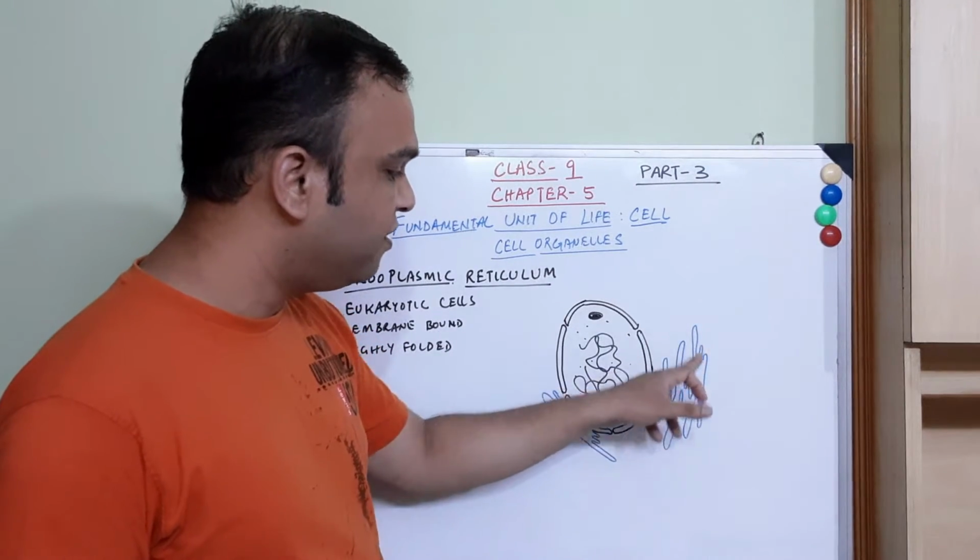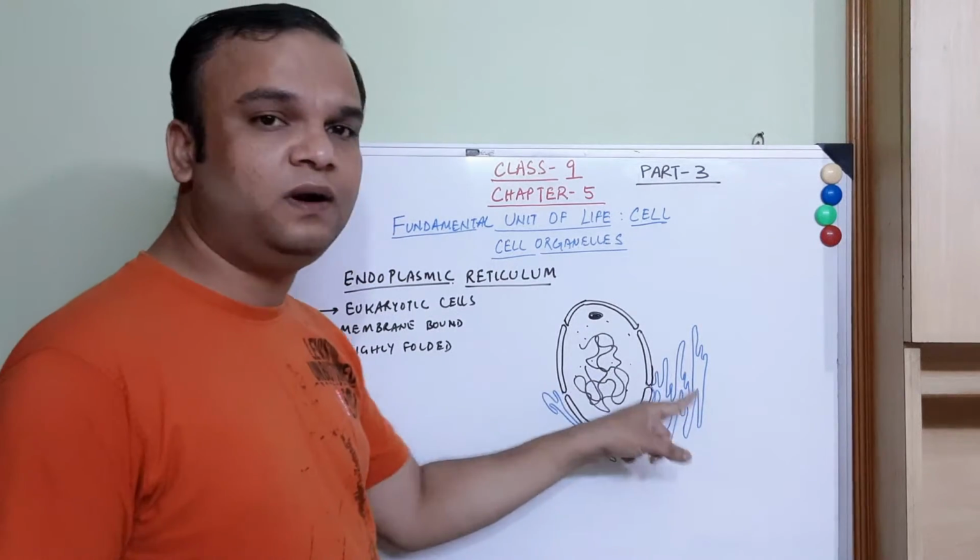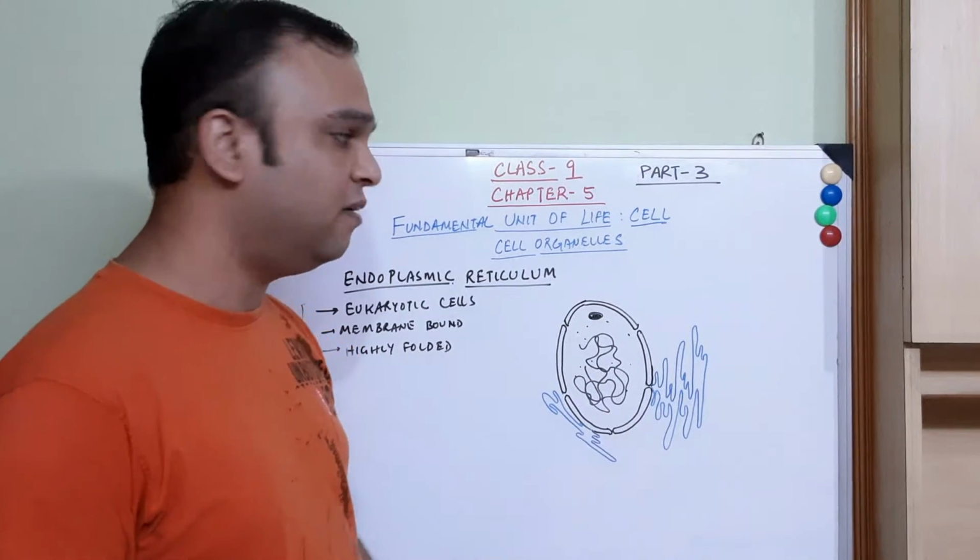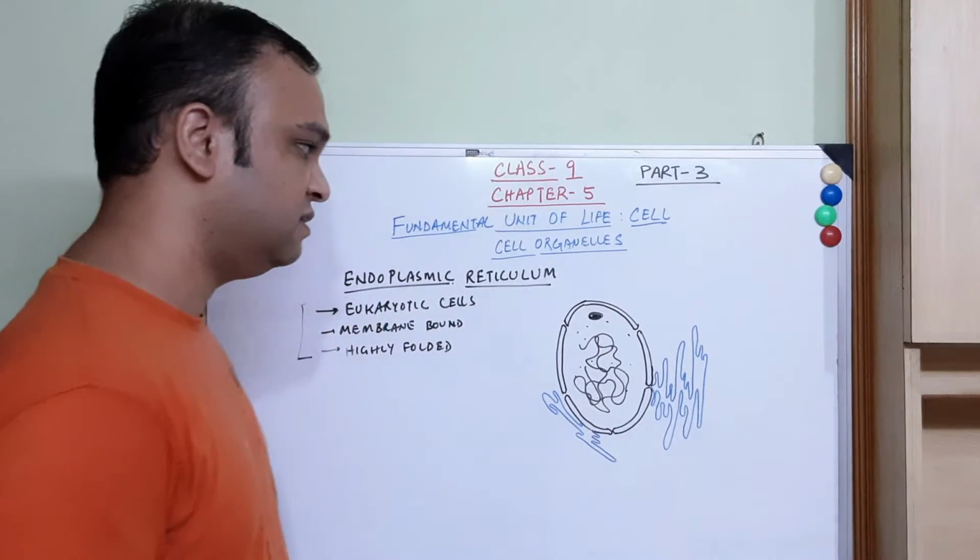So these are reticulated structures which are present. These are folded structures and they are membrane bound. So they are also double membrane structures, right?